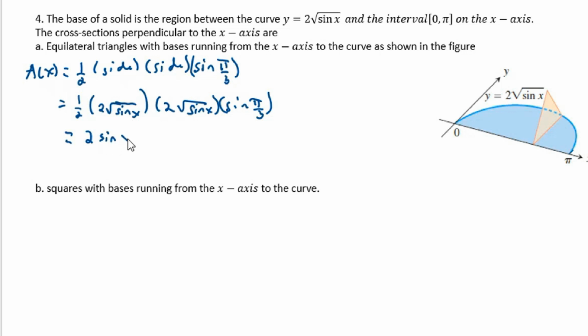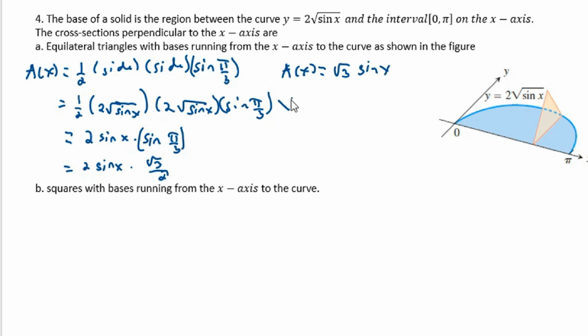So we have now 2 sine x times sine of pi over 3. So writing the value of sine pi over 3, we have 2 sine x times the value of sine pi over 3, which is the square root of 3 over 2. Now, therefore, A of x, simplifying it, 2 sine x times square root of 3 over 2, so 2 is cancelled. So we have now sine x times square root of 3, whose product now is square root of 3 times sine x. So that is now A of x.